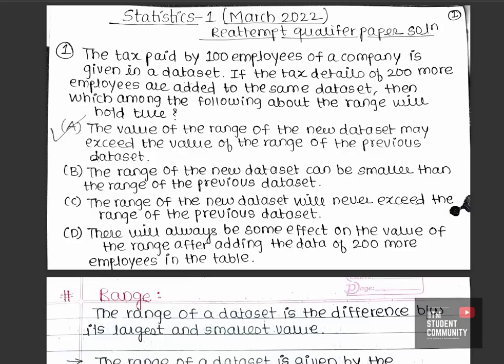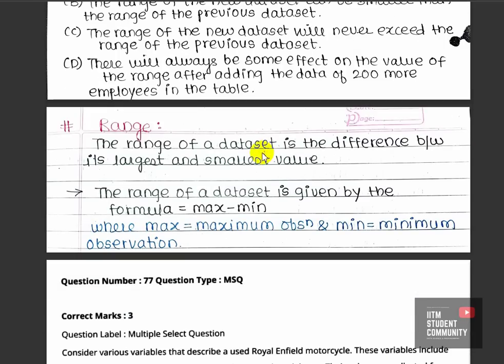Coming to question number 1. It says the tax paid by 100 employees of a company is given in a dataset. If the tax details of 200 more employees are added to the same dataset, then which among the following about the range will hold true? Now first of all, we'll see what is a range. The range of a dataset is the difference between its largest and smallest value. The range of a dataset is given by the formula maximum minus minimum observation.